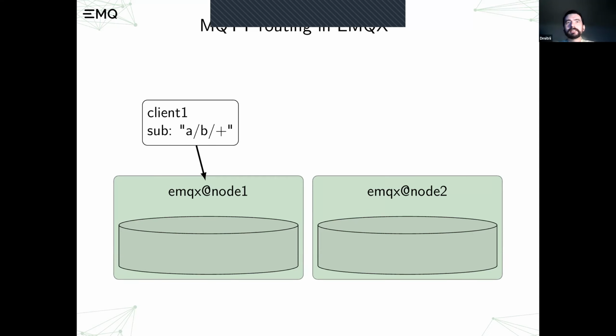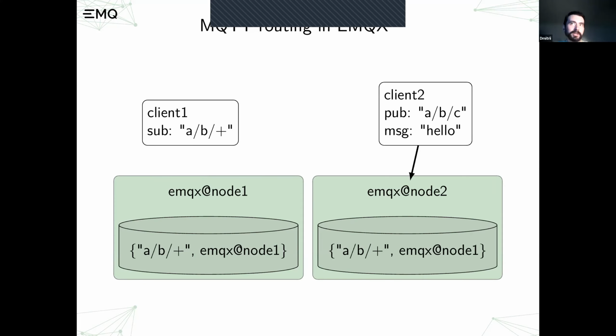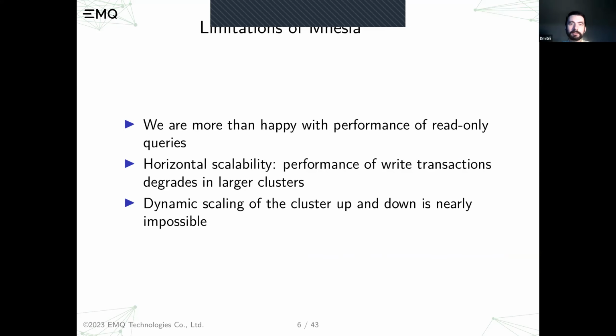When the client connects, we create a record in the routing table. Mnesia replicates this record. When another client connects and publishes a message to this topic, then we look up routes which match the topic in the table and then dispatch the message to the destination. So Mnesia offers very fast, very low latency read-only queries.